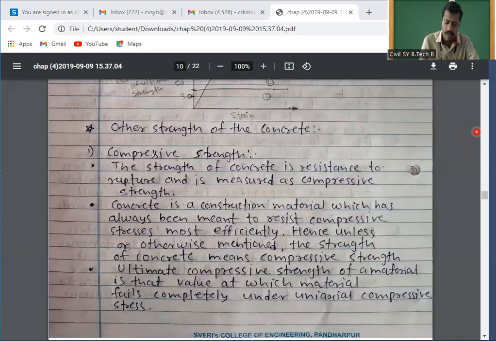15 centimeter by 15 centimeter by 15 centimeter. Okay. In 3 layers, we are going to fill the concrete by giving 25 blows to each layer.